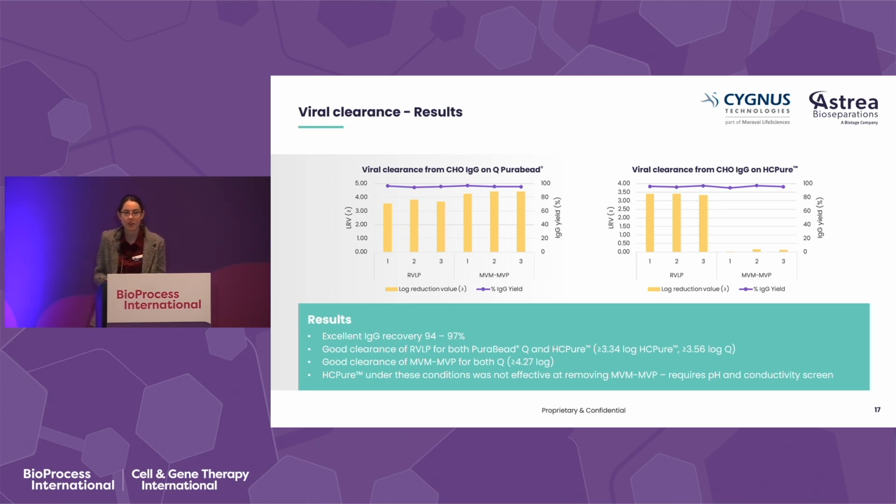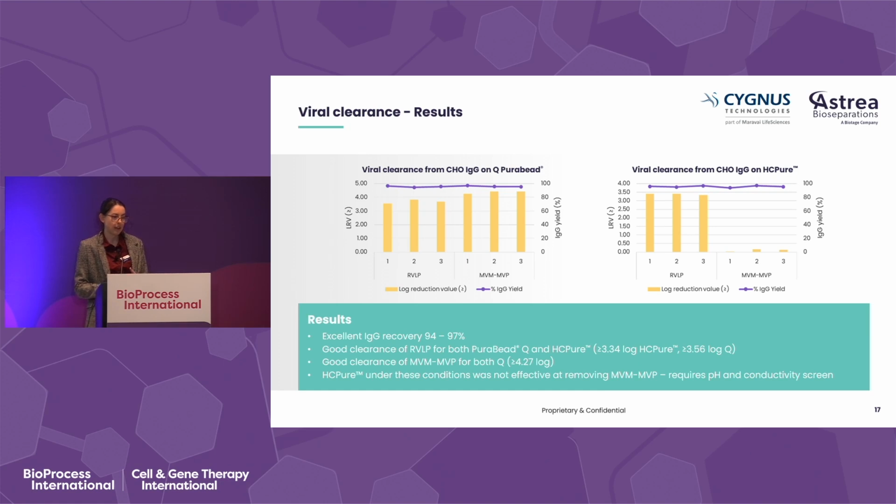When we did the robocolumn screen that I showed previously, we saw that the HCP removal and IgG recovery was really good all the way from pH 4 to pH 9 and all the conductivities that we tested. So there's a lot of scope there for finding the optimum condition for the MVM removal, which is the next step that we're going to take in our own labs when we adopt this assay kit in our own labs as well. So this is a bit of a work in progress.